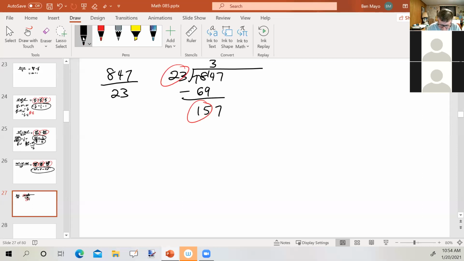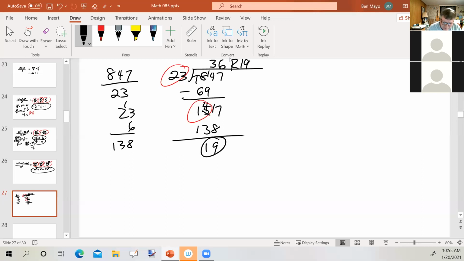Let's see, 23 goes into 157. Oh, let's see, 5, 6, 7. I'm thinking 6 times. Let's see, 23 times 6 is 138. Subtracting, that's a 9. Now, way back in like 4th or 5th grade, when you were doing arithmetic, the first way you might have learned this is you'd go 36, and then you put an R for remainder, and you'd write R19. So the answer would be 36, remainder 19.